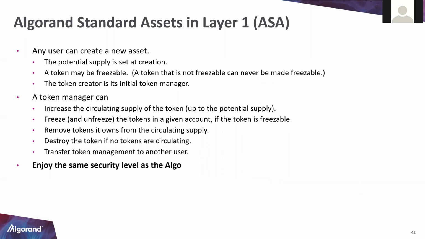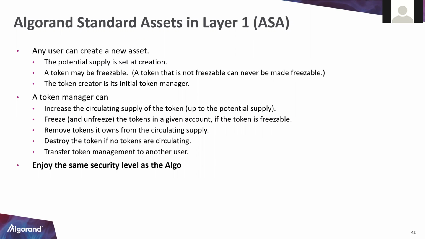So in the standard assets, we provide all kinds of templates for users to issue your own assets, tokens, cryptocurrencies. So any user can create such a new asset. And you decide what rules you want to impose on your asset or tokens. You may set a potential supply at creation. You may decide the token can be freezable or cannot be freezable. Some financial companies want the token to be freezable because they represent some security, some financial options. Some other users may not want the token to be freezable, so that they can serve as commitments to other users that the creator does not have full control of the tokens.